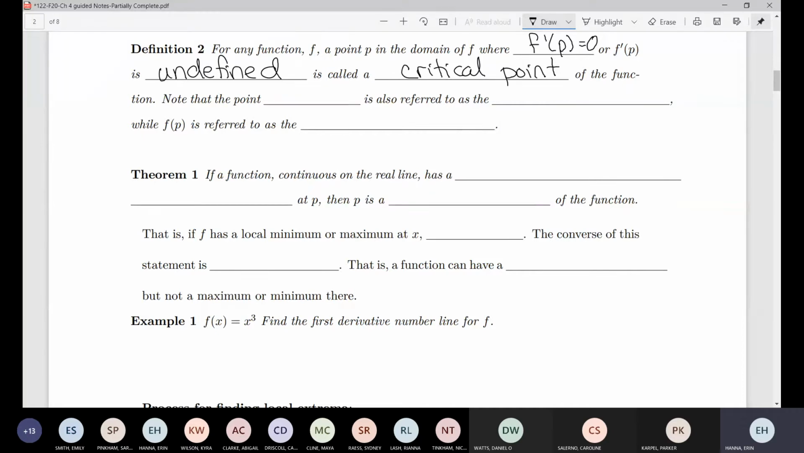Now, unfortunately, note that the actual coordinate point, P, f of P, is also called a critical point. Because mathematicians couldn't be bothered to think of two different words. We're lazy. Well, f of P is referred to as the critical value.